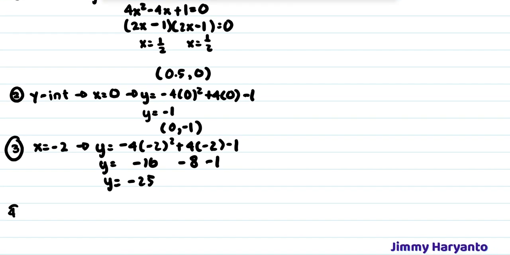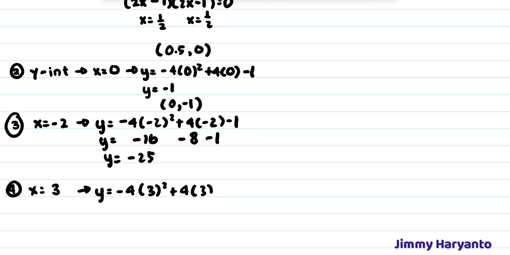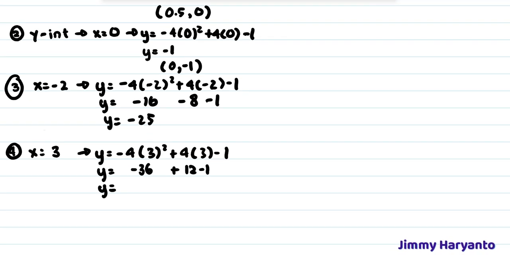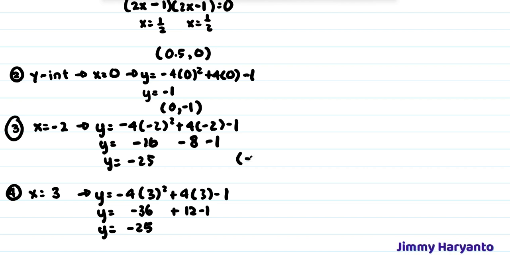Okay, and then the fourth is when x equals 3. When x equals 3, the value of y will be negative 4 times 3 squared plus 4 times 3 and then minus 1. So you will have negative 36 right here, and then plus 12 minus 1. Negative 36 plus 11, negative 25. Okay, so these are our points. So negative 2, negative 25, and also 3, negative 25.